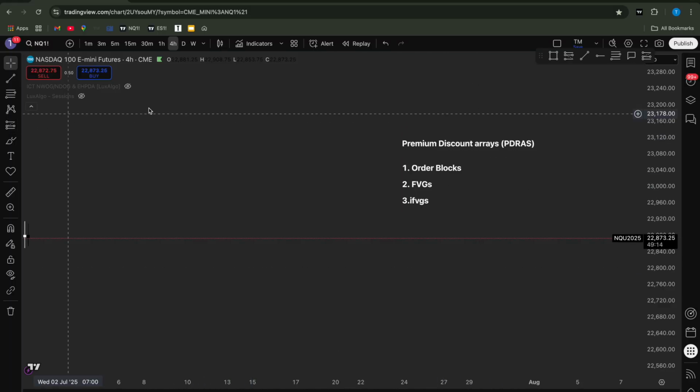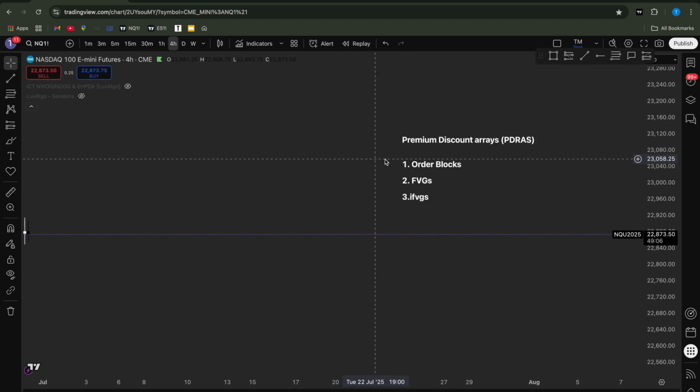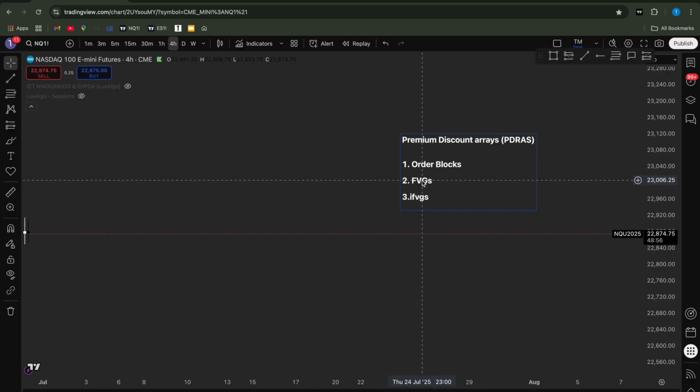The next 3 episodes are going to be on premium discount arrays, or PD arrays. There is more than this, but we're just going to focus on these 3 because these are like the core PD arrays, nice and easy: order blocks, fair value gaps, and inverse fair value gaps. This episode is going to be on order blocks.